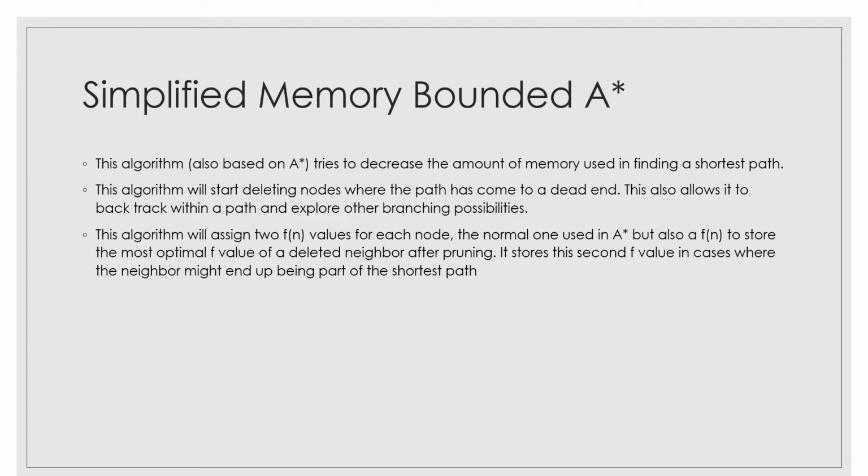It assigns 2 f of n values for each node. The normal one you use, as you saw before, and also one to store the most optimal f value of a deleted neighbor after it was deleted. And it stores the second f value in cases where the neighbor might end up actually being part of the shortest path. So instead of having to redo calculations, it'll try to store the most important ones, but not all of them. So it'll cut down on memory usage.